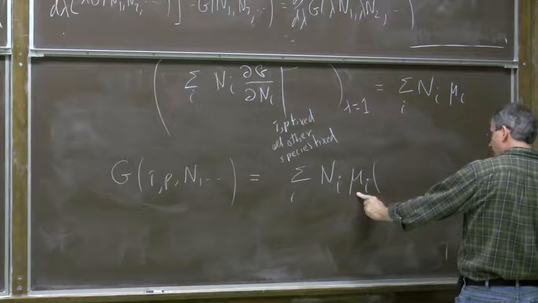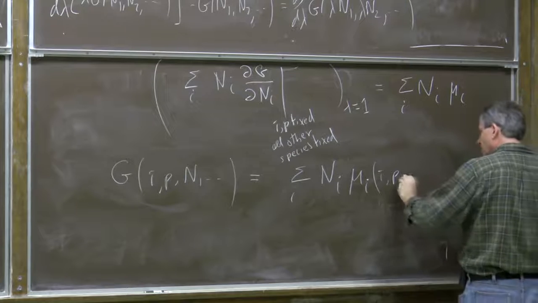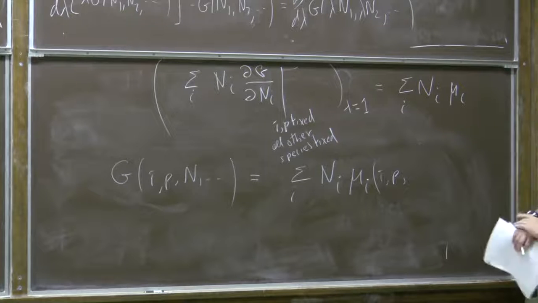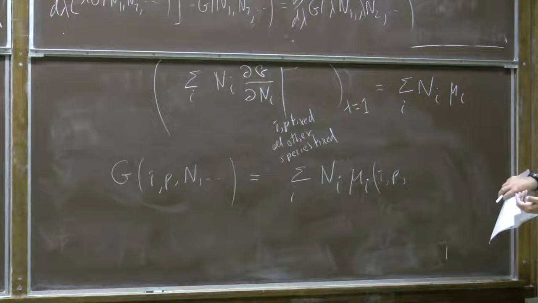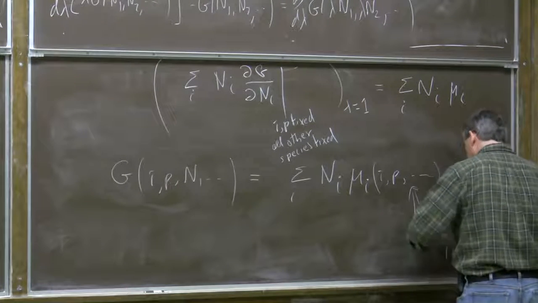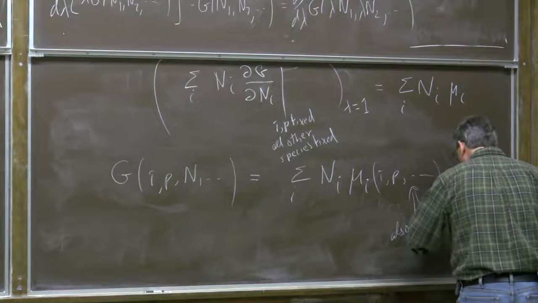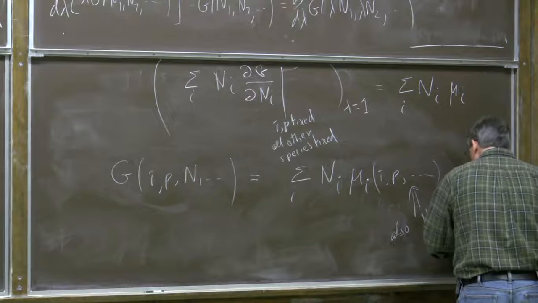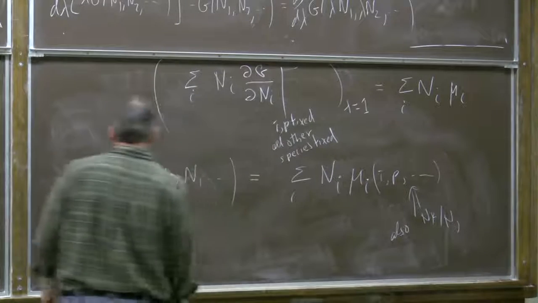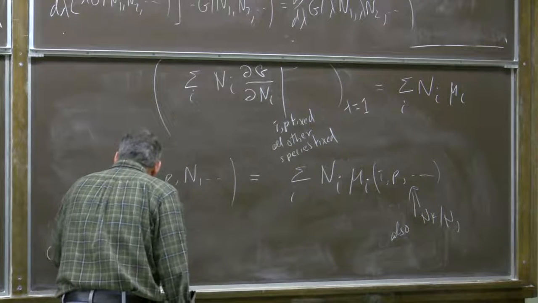This is an intensive quantity. It depends on the temperature and the pressure. It can also depend on something else which is independent of system size, but that could be any ratio of number of particles of different types. So I'll write: it can also depend on the ratio of number of particles of type K divided by type J. I don't know, maybe that was confusing. Suppose there are just two types. So I have G of tau, P, N1, N2.